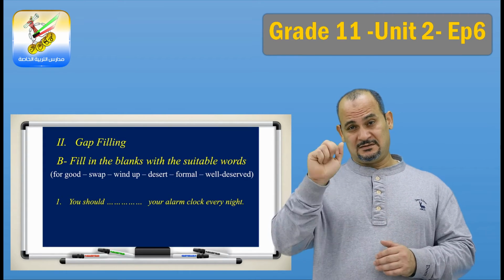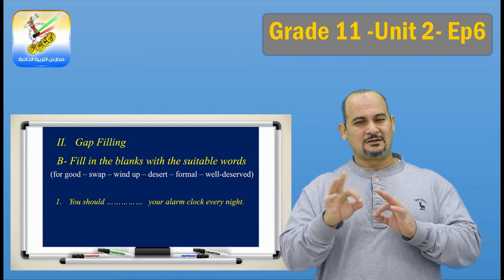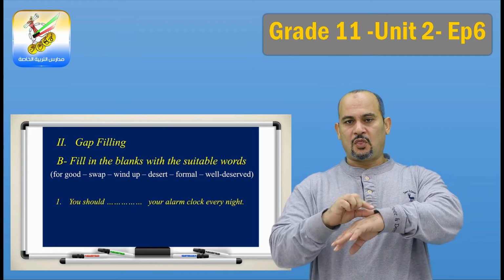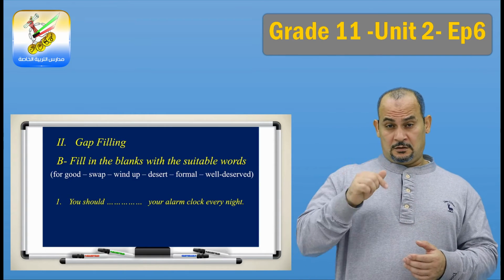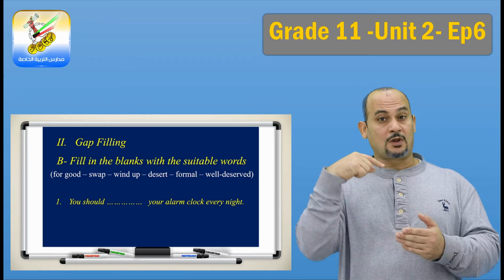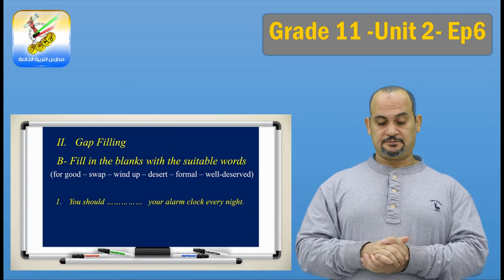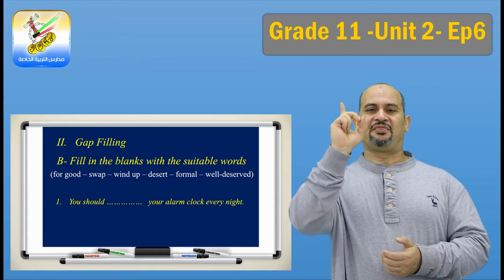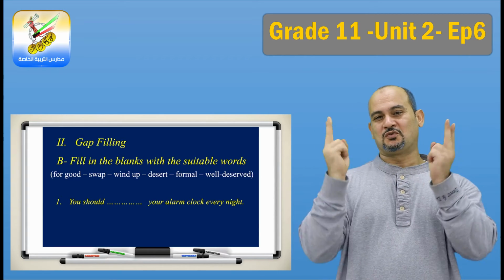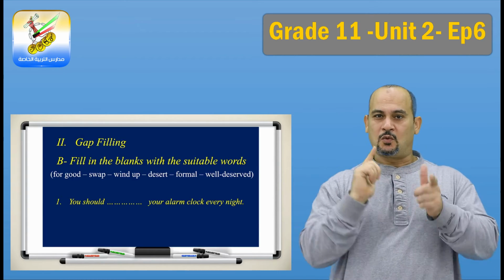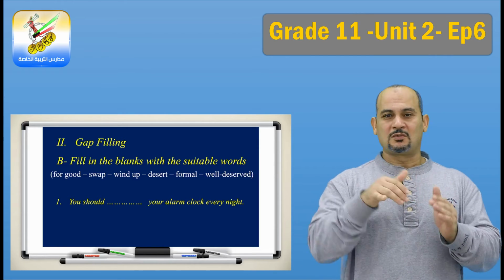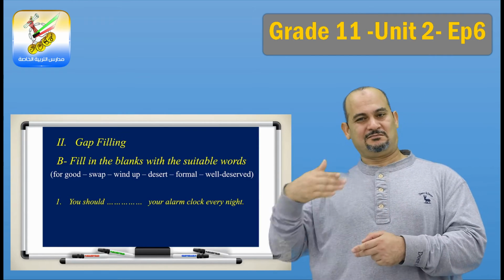Now let's go with the second type of exercises here. We have the gap filling. So we want to fill in the blanks with suitable words. We have 5 or 6 words right in front of us, and we want to use them and place them in the right places in the blanks below us. We have the words in between brackets: for good, swap, wind up, desert, formal, and well-deserved. We have 6 words.